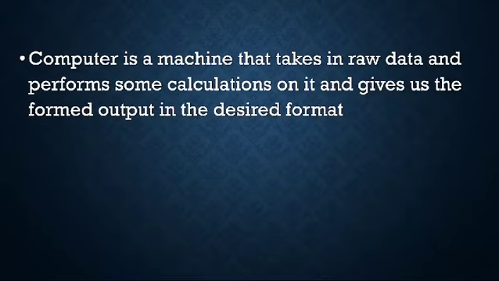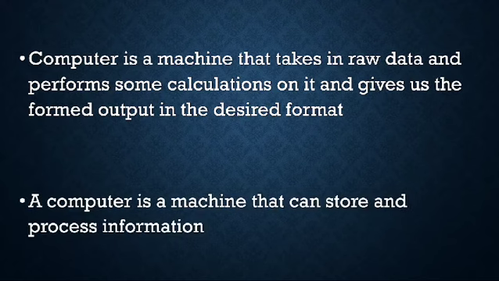Computer is a machine that takes in raw data and performs some calculations on it and gives us the output in desired format. That means we can get the output in the form of pie chart or line graph, or in the form of pictures and videos, or in the form of text or tables, etc.